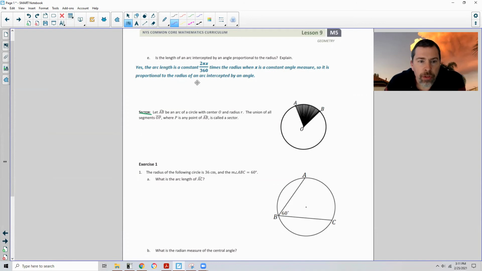Okay. So before I go any further, I want to discuss what a radian is, because down here we're going to get to it. See what B says down here? What is the radian measure of the central angle? So let's take a break here from the lesson and explain what radians are.